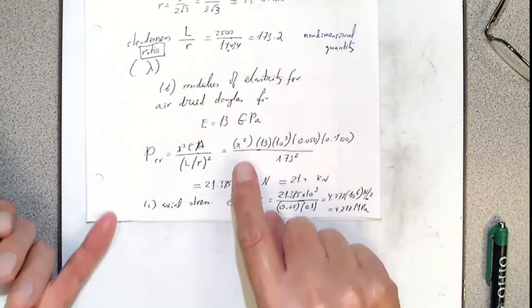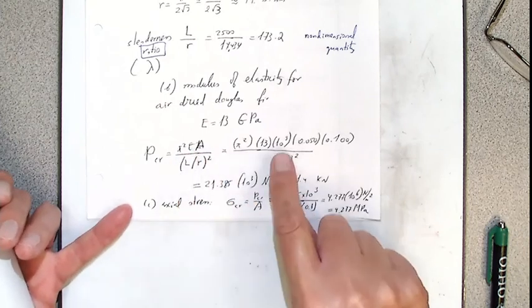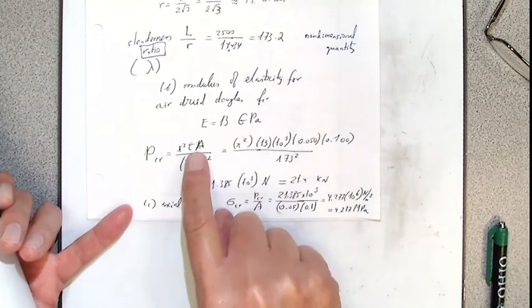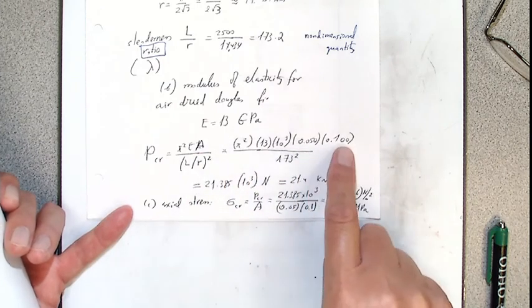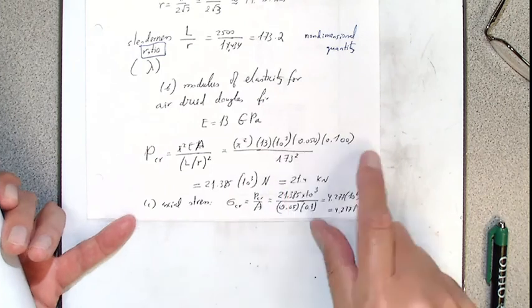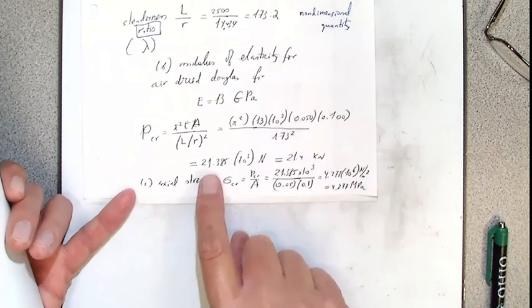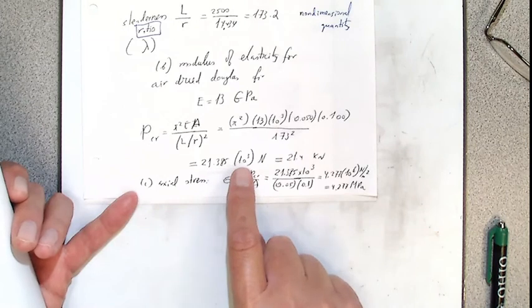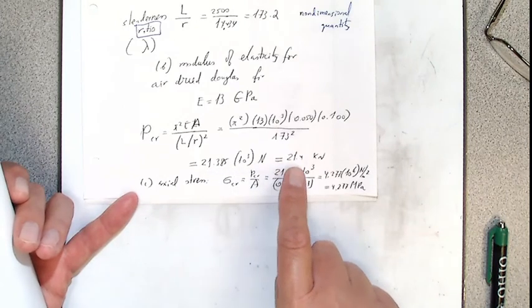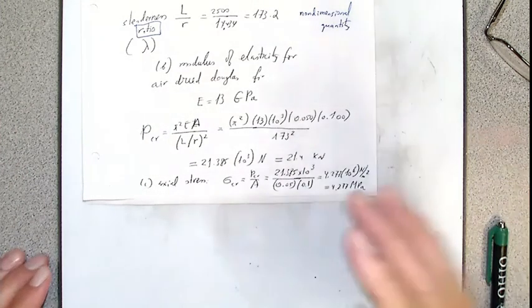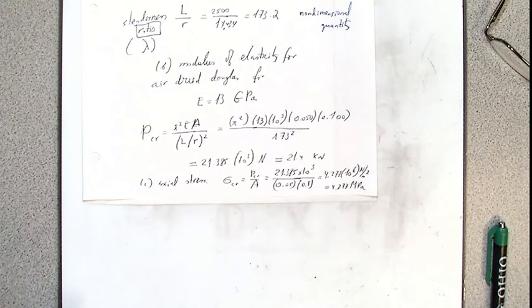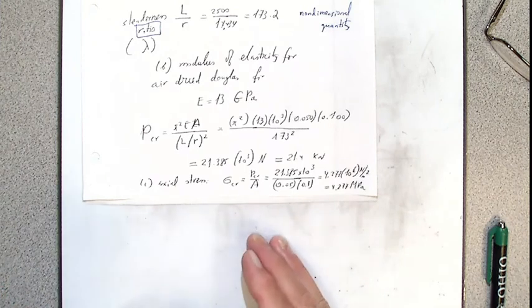EA. So it will be pi squared, 13 times 10 to the power 9. Now A, 0.05 in meters times 0.1, divided by 173 squared, will be 21.385 times 10 to the power 3 newtons, or 21.4 kilonewtons. I'm giving examples as always. Why? Because these are lectures, but examples are incorporated in these lectures. So now I'm like your teaching assistant.